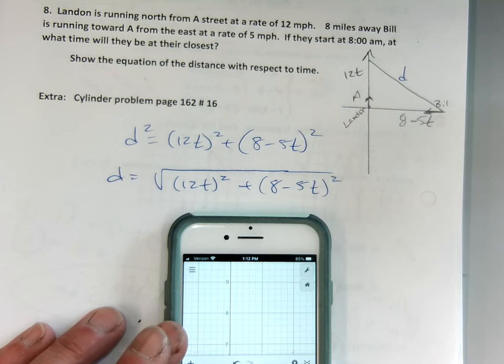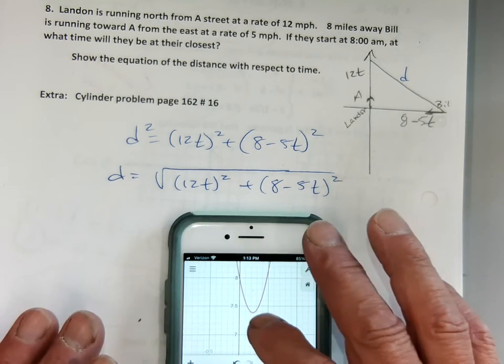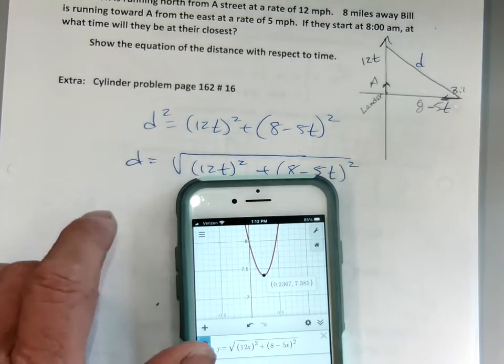And how am I doing? Okay? Can you use this? Yes. So I'm going to go with the square root of 12x squared plus 8 subtract 5x quantity squared. Come on. There we go. There it is right there. I'll let you get caught up. These are the points I have.